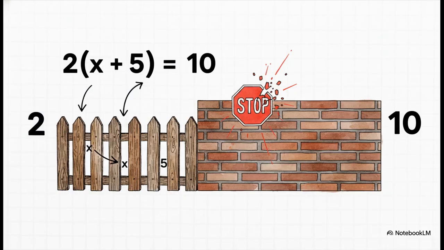The second trap is kind of the opposite problem, getting a little too enthusiastic with your distribution. The property only applies to the terms inside the parentheses. That's the boundary. Think of the equals sign like a brick wall. Your distribution stops there. You would never, ever multiply the 2 by the number on the other side of the equation.